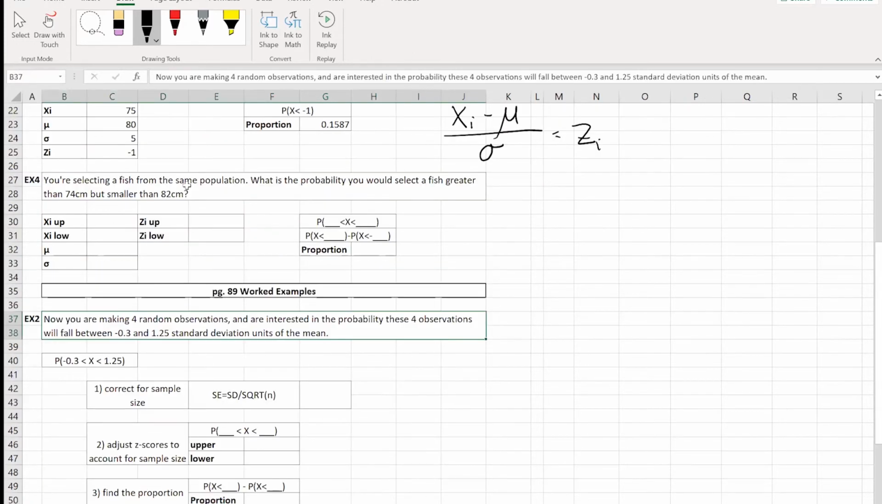For example 4, you're selecting a fish from the same population. What's the probability that you would select a fish greater than 75 centimeters but smaller than 82?